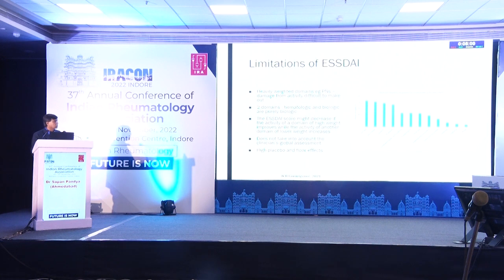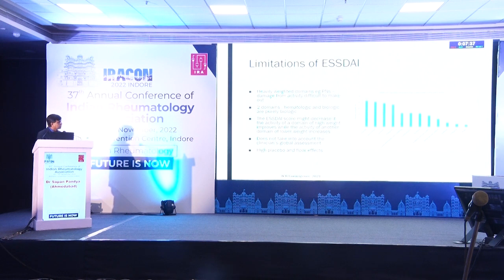Heavily weighted domains, for example, peripheral neuropathy is a score of 6, but it's very difficult to assess damage from activity. We've seen that in practice, right? Hematology and biology are purely lab domains, and in a country like India, patients may not do it. Then the ESSDI score might decrease if the activity of a domain of high weight improves, but the low weight one sort of increases. It does not take into account the gold standard clinician's global assessment. And you have high placebo floor effects. Floor effects means there are many patients who will fall into 0 and the lower categories.